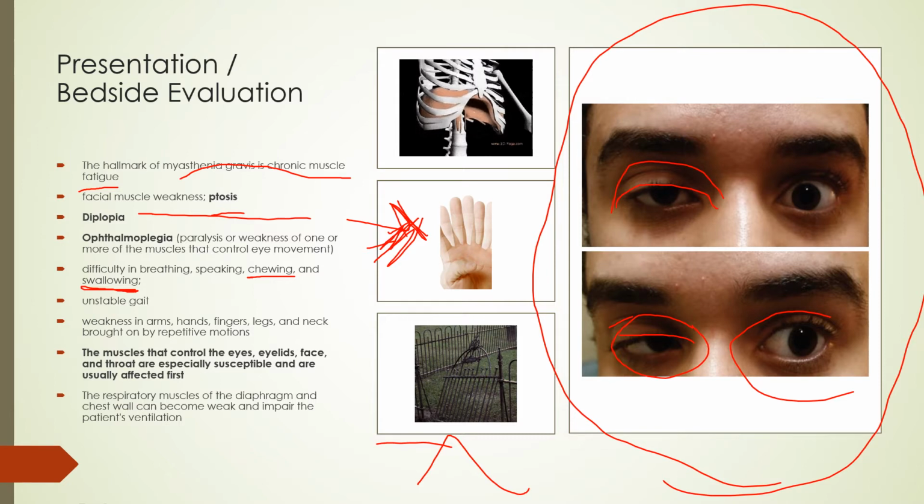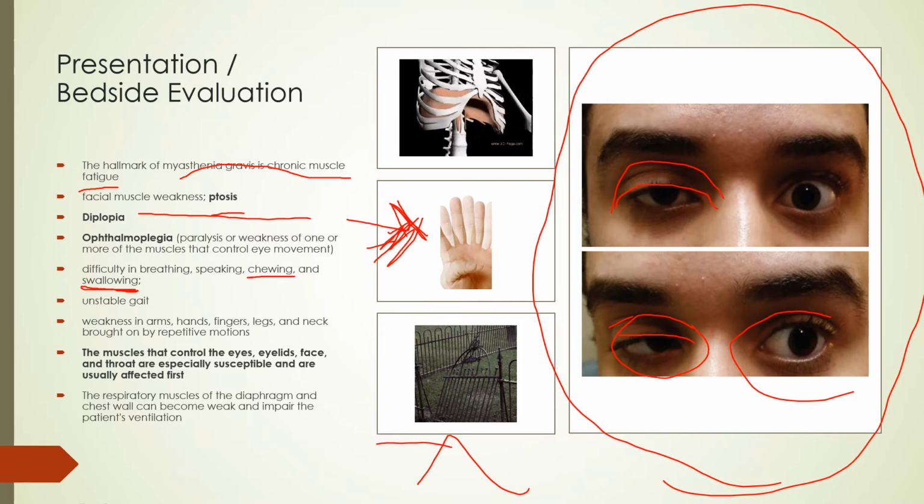The muscles that control the eyes, the face, the throat are usually affected first. So this is why I'm focusing on the eyes and the face, the double vision, all that stuff. That's where it's going to manifest usually first. So that's a good sign to you that this could be a myasthenia gravis situation.